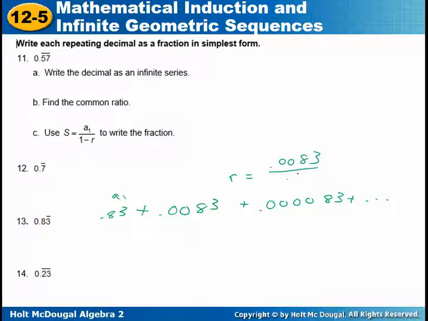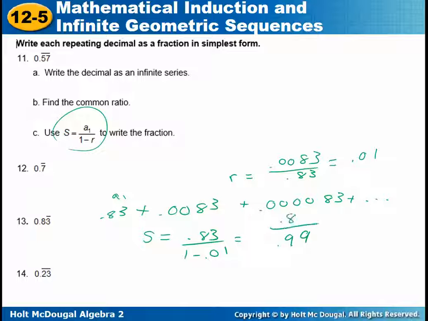0.0083 divided by 0.83. And you might guess that your ratio is going to be 0.01. I'm double checking on my calculator. And it is. So now I'm ready to use the formula right here. S is equal to a sub 1, 0.83, over 1 minus 0.01. And 1 minus 0.01 is 0.99.